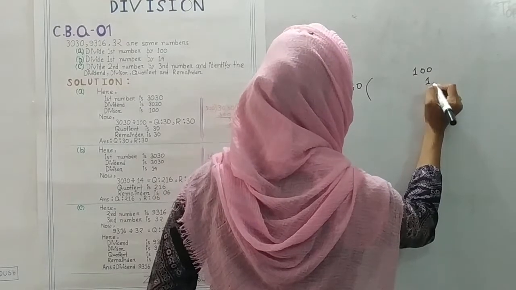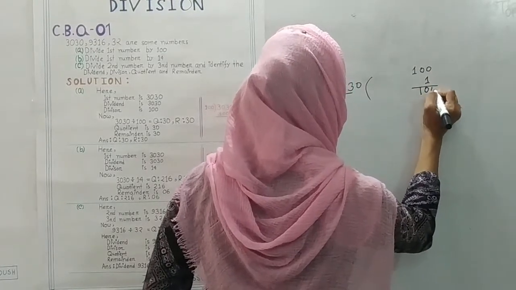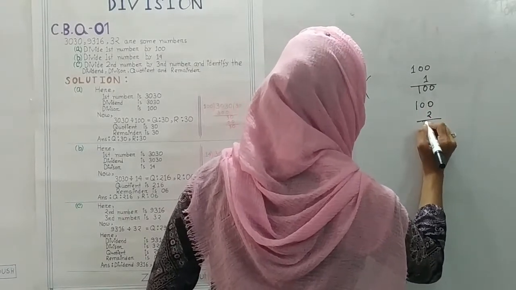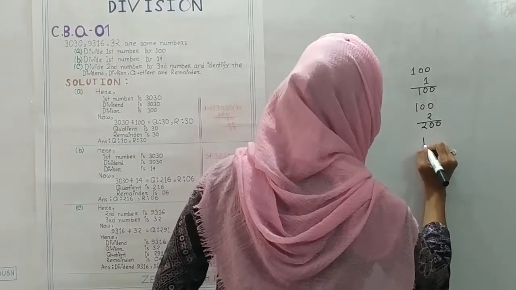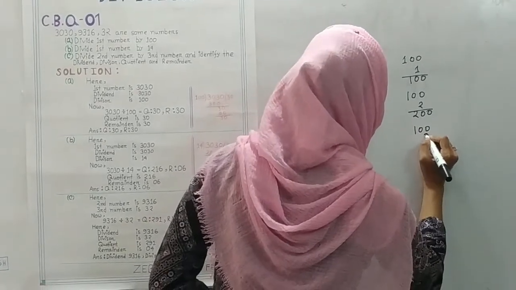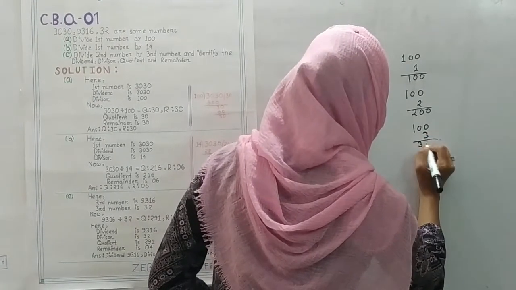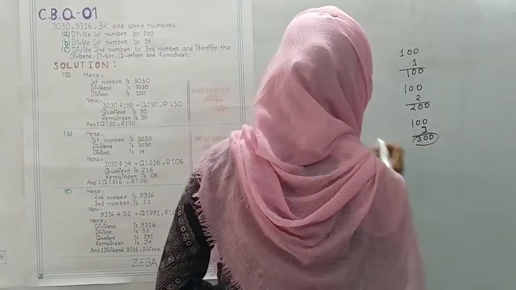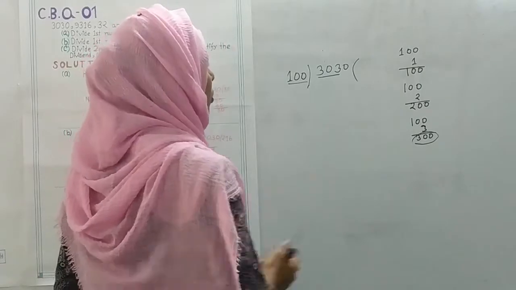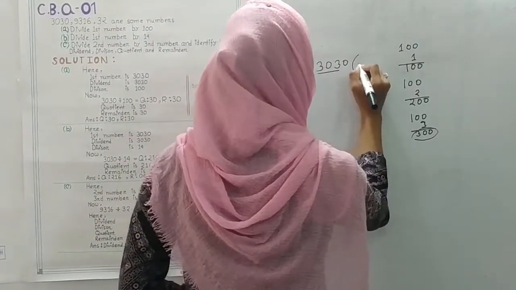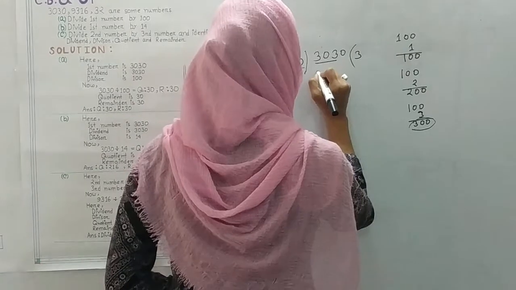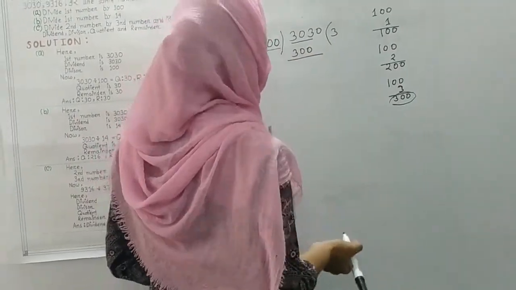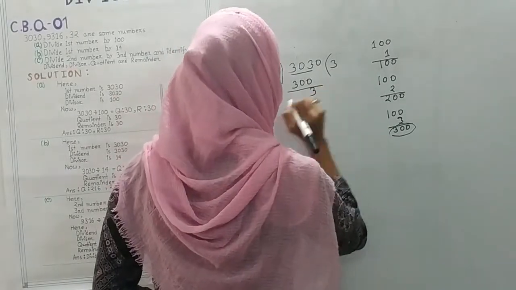1 times 100 equals 100. 2 times 100 equals 200. And 3 times 100 equals 300. So here we see that 300 is close to 303. So we have to write down this, that is 3 times 100 equals 300. Subtract 300 from 303, that is 3.